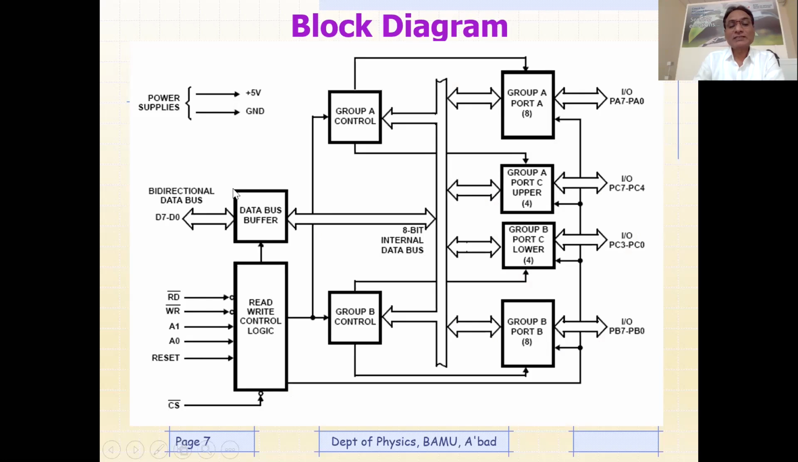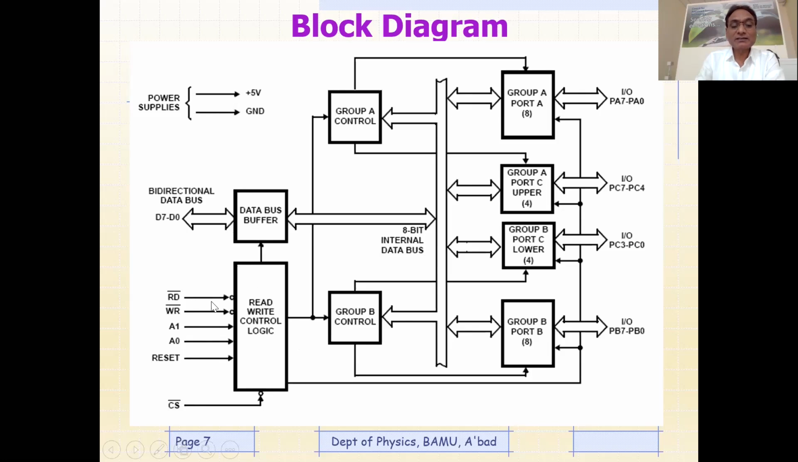It means this data bus buffer is going to take care of the mismatch between the 8255 and the 8086, or any processor. It could be 8086 or 8085, right? That is why it is bidirectional, because the data bus is bidirectional. The same bus is used to receive data from the microprocessor or to send data to the microprocessor.